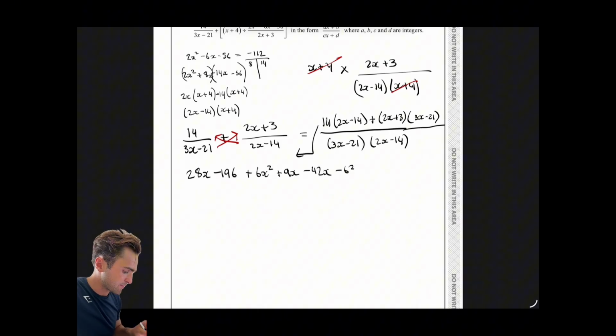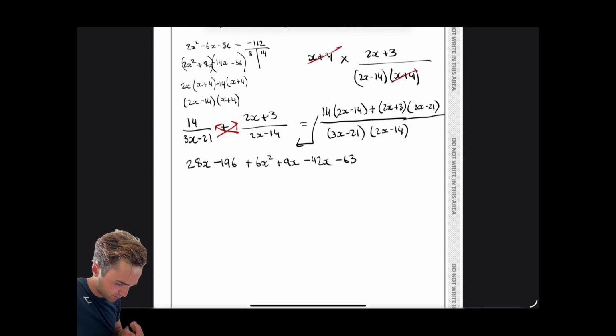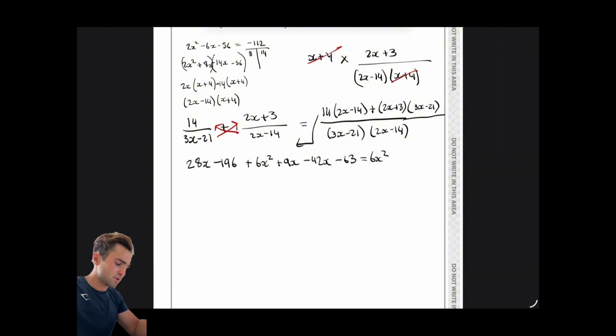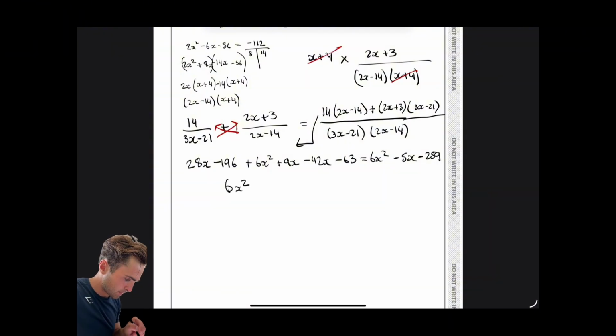and then minus 63. So we take like terms, so this ends up as 6x squared, 28 plus 9 minus 42 is minus 5x. Then minus 196 minus 63 is minus 259. Okay, so we have this, and this is over 3x minus 21, 2x minus 14.